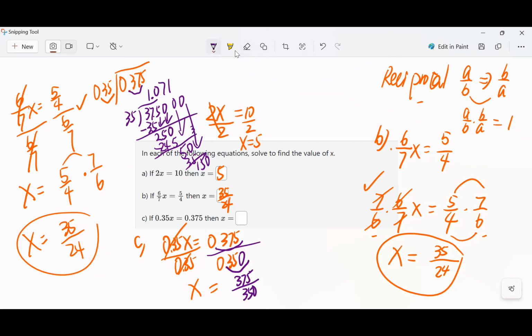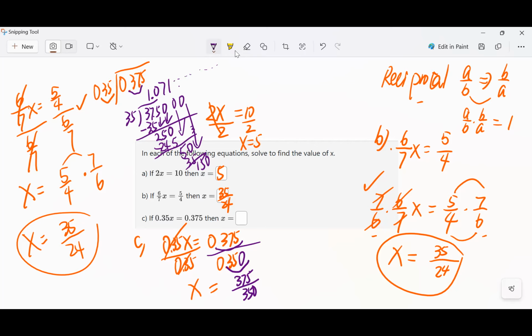Because we cannot turn it into a decimal, we're going to have infinitely many decimal places. So it's not a good idea to do that. That's why we're going to stick with the fractions. So basically 375 over 350, we can divide both top and bottom by 5, right?